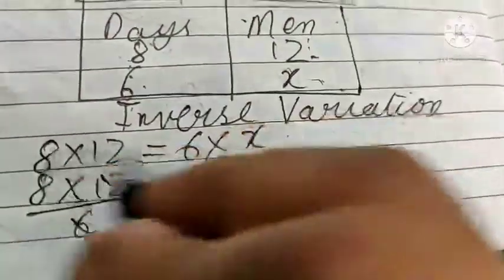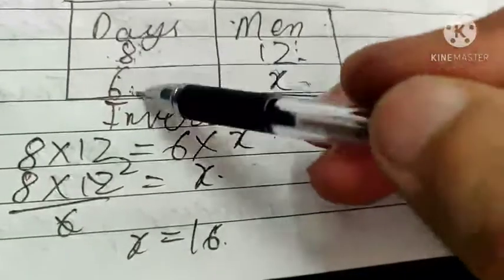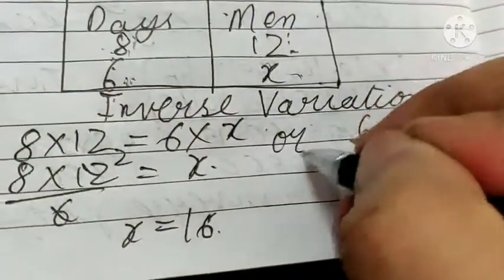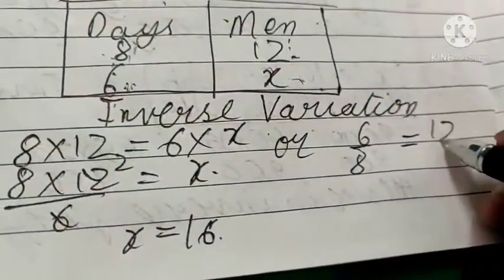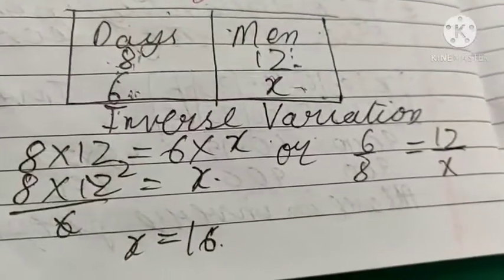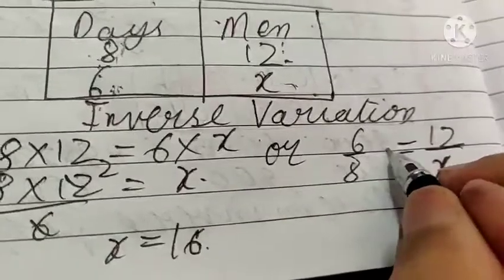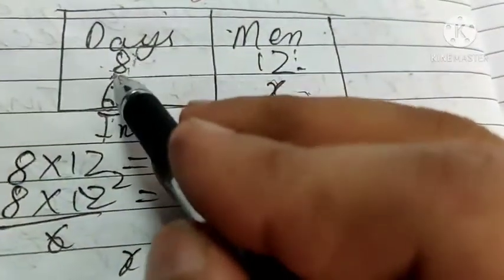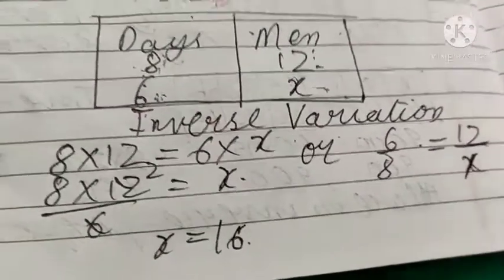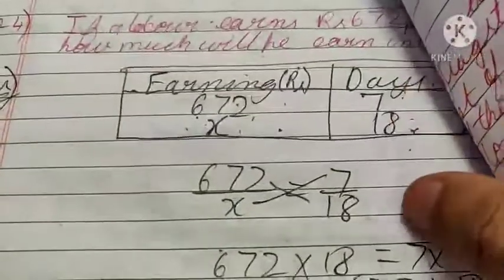So we can also write this in another form, as I have said before, you just reciprocate one of the fractions, meaning you can write it as 6 by 8 equals 12 by x. Okay, 6 by 8 equals 12 by x. So you can solve these questions by this form, just reciprocating one of the given fractions and then writing them equal.